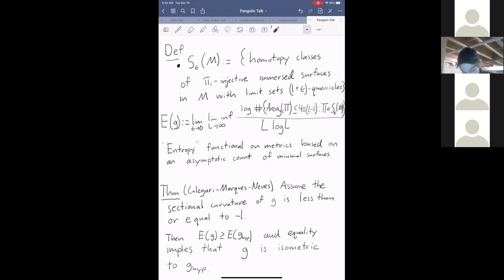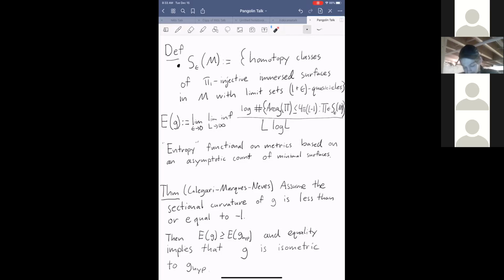So the theorem by Danny Calegari, my advisor Fernando Codá Marques, and André Neves is that there is a theorem like this. If you assume that the sectional curvature of the metric g you're looking at is less than or equal to -1, then first, the entropy they define is bigger than or equal to that of the hyperbolic metric.